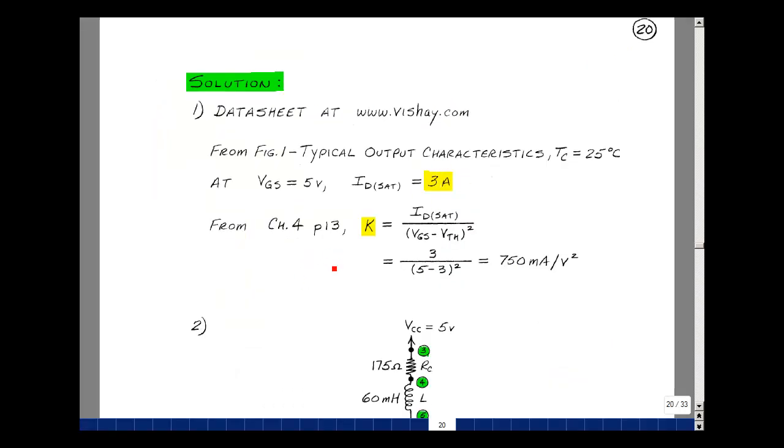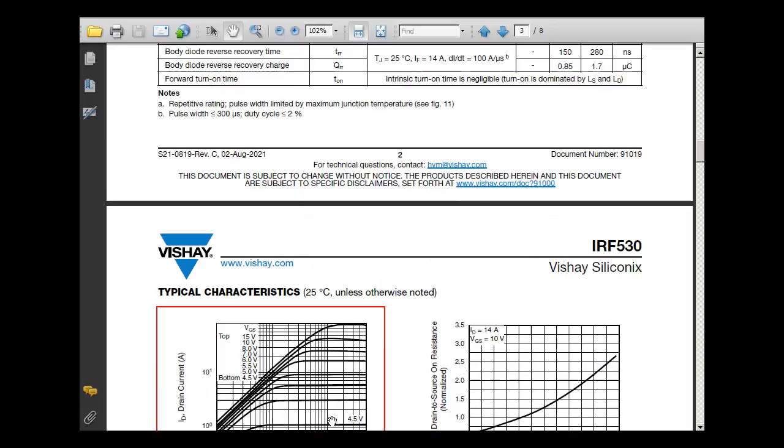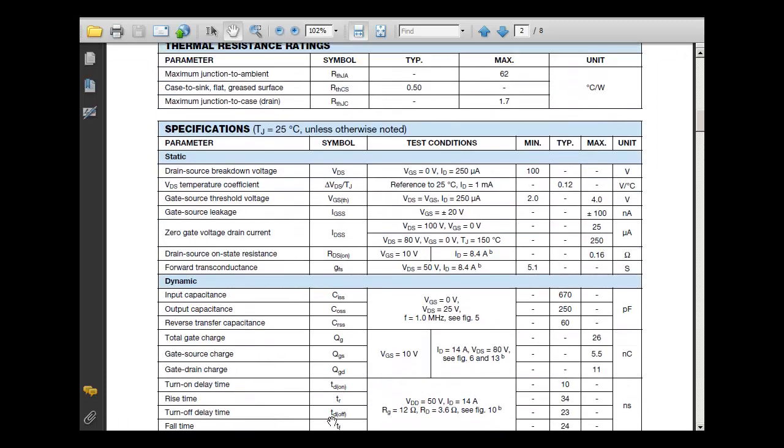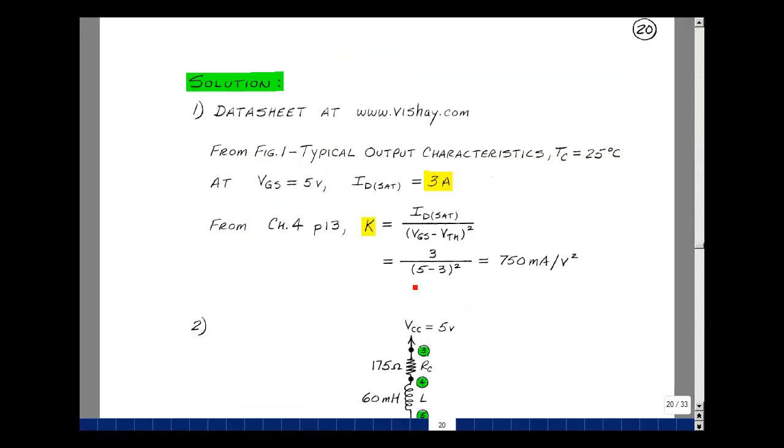From Chapter 4, page 13, we had the value of K was I sub D when it's in saturation over the gate source minus the threshold quantity squared. This was 3 amps. The gate source voltage was 5. The threshold, we were told to assume a value of 3, and let me show you why I did that. Go back to this table on the previous page for the static curves. Here's our threshold voltage, and minimally it's 2 and maximum it's 4. So I took the average of those two, which would be 3 for the typical case. Solving this, you get 750 milliamps per volt squared.